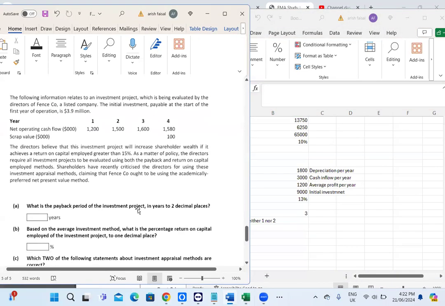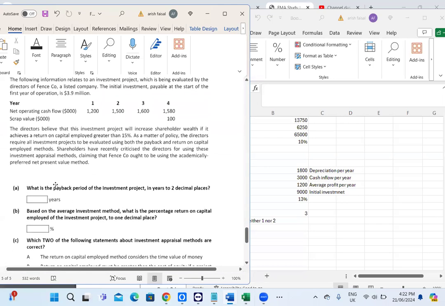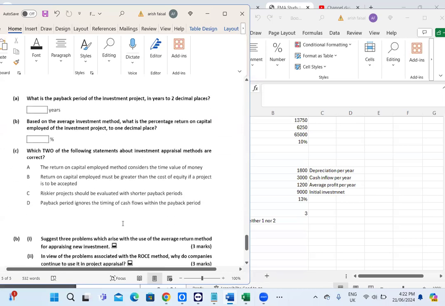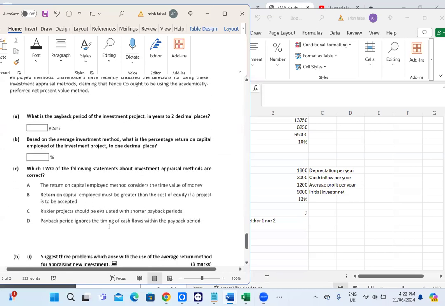Right. So here we have another question, which is from section B type of questions. In the first part of this question, they're asking you the payback, then the return on capital employed, and then the theoretical one. So let's try the theory first.